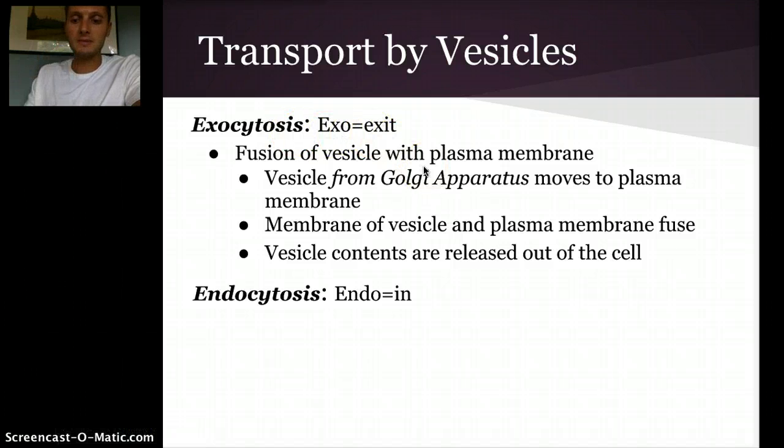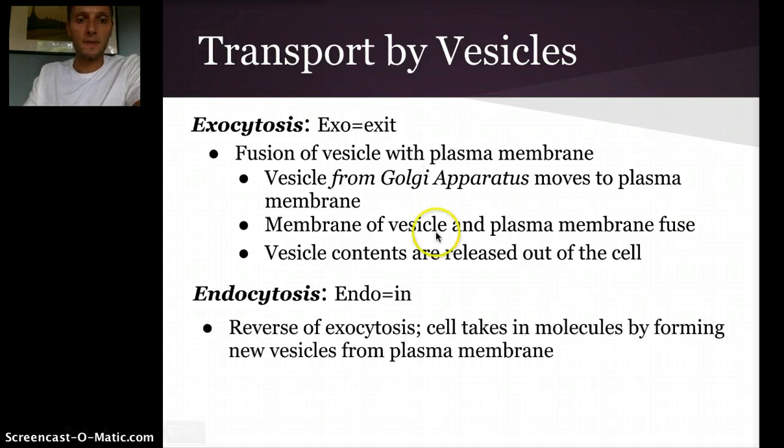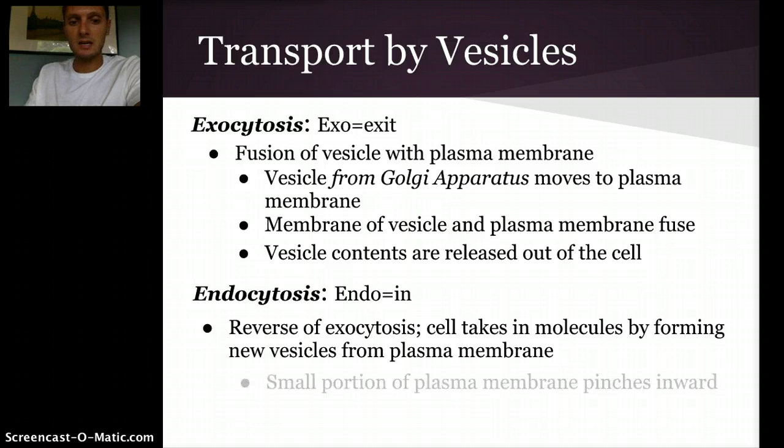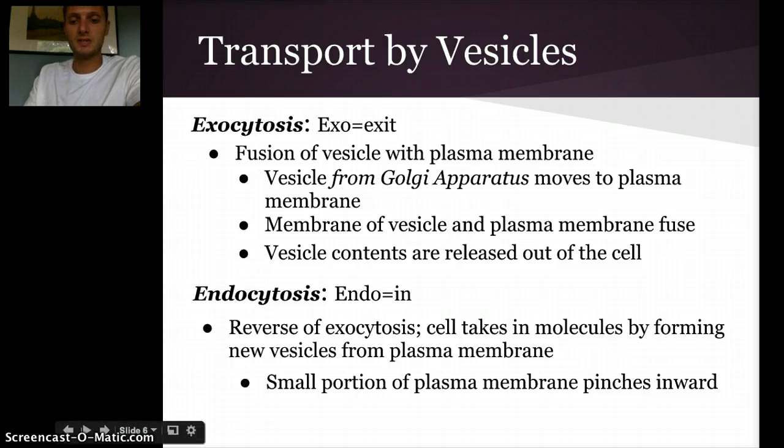Endocytosis then is just the opposite, and that's bringing particles or molecules or whatever it may be into the cell. And so this is the reverse of exocytosis. The cell takes in molecules by forming new vesicles from the plasma membrane. So a small portion of that plasma membrane is going to pinch off after forming around the molecules that are being brought into the cell, and then it's released into the cell, goes to the Golgi apparatus for further processing. A small portion of the plasma membrane pinches inward.